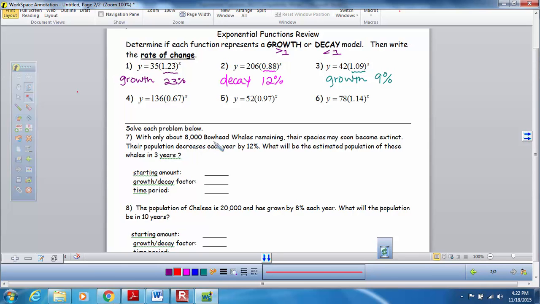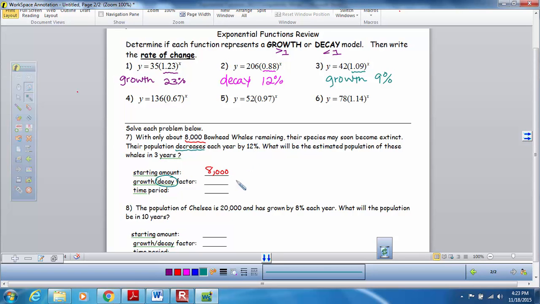Number 7 says, with only about 8,000 bowhead whales remaining, their species may soon become extinct. Their population decreases each year by 12%. What will be the estimated population of these whales in 3 years? So we want to look at our starting amount. We started with 8,000, so that's what we would want to write here. Then we want to know the growth or decay factor. Since it decreases, that means it's going to have a decay factor, and the decay factor is 12%.